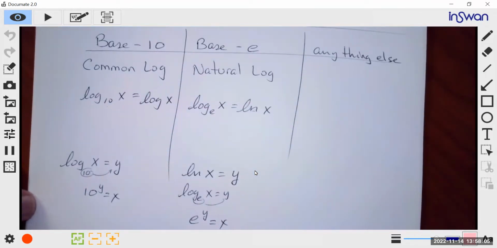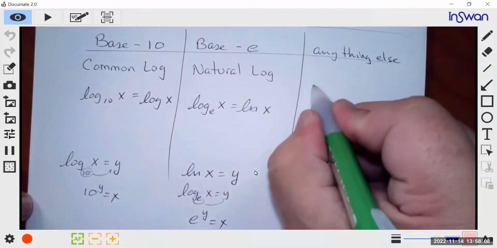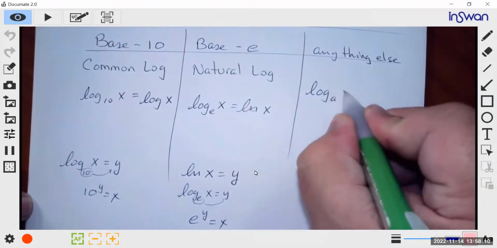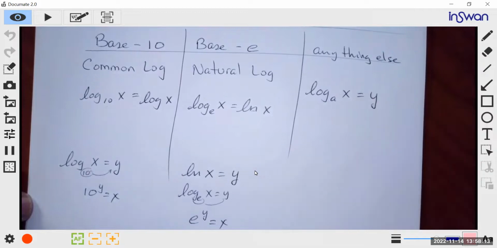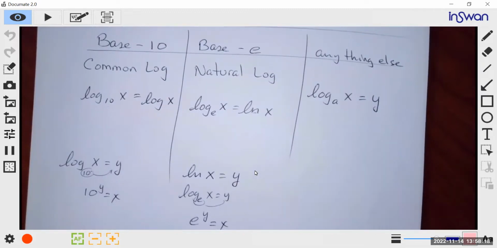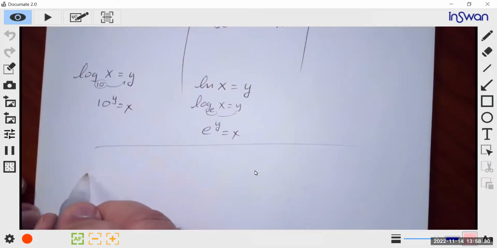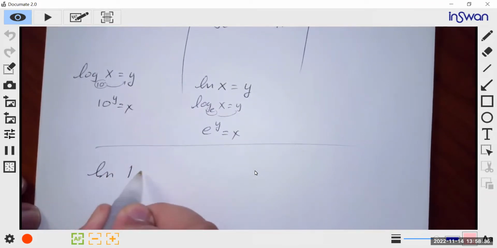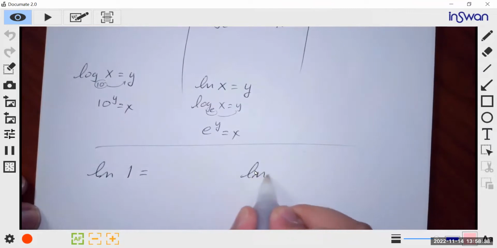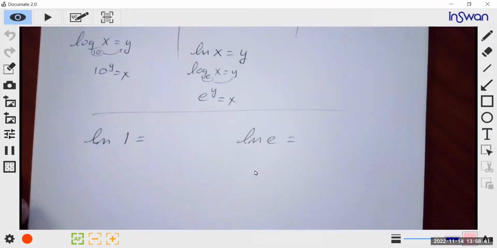And the last one is anything else. Anything else has to be written there. Anything else, just write that. So if it's not a 10 or an E, we just do it like we've been doing. Work those two out for me.